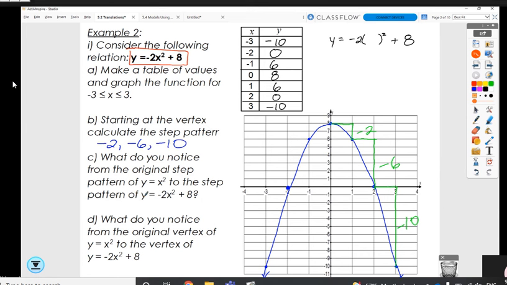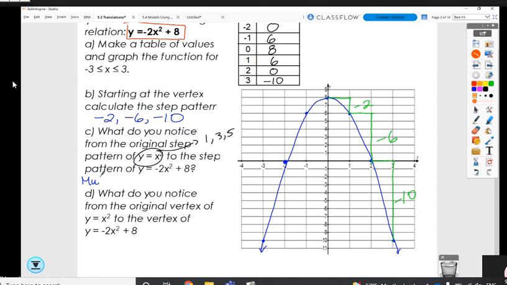And are we surprised by that? Maybe not. After the homework yesterday, you're not too surprised by that. Because what do you notice from the original step pattern of y equals x squared, which we know is 1, 3, 5, and our new step pattern of -2, -6, -10. What do you notice? Yeah, it's multiplied by -2. It's -2 times as big, or is it small? Because it's -2. It's multiplied by -2.